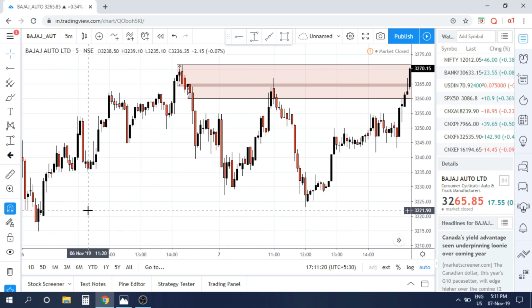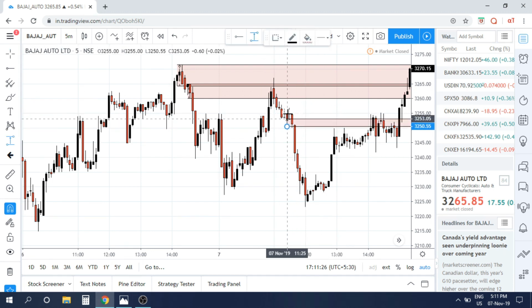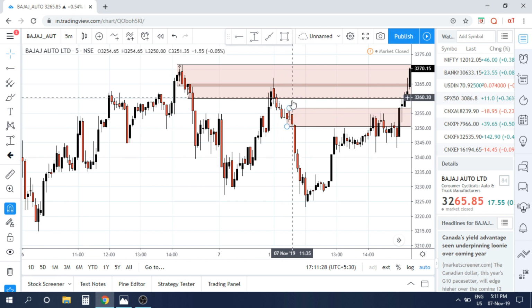So this is a supply zone over here, and while it was dropping as well, you could see that there was one more supply zone over here, right? Price dropped from there, went in there, struggled a bit, dropped from there a bit, and then it went through.